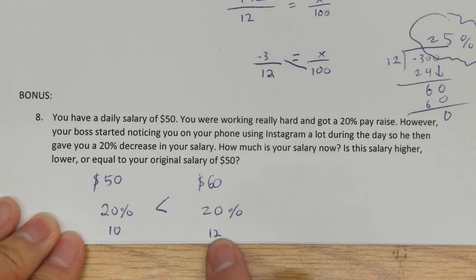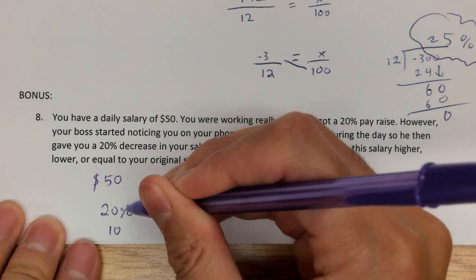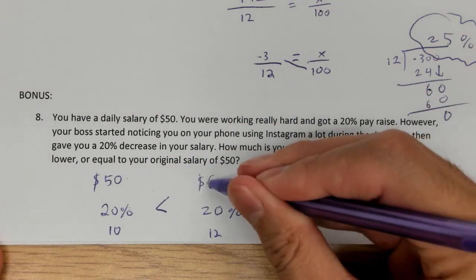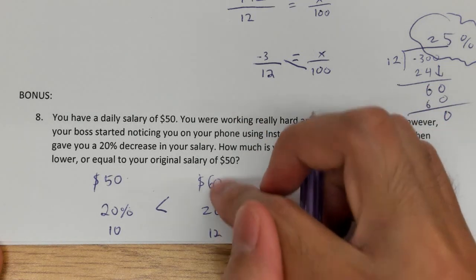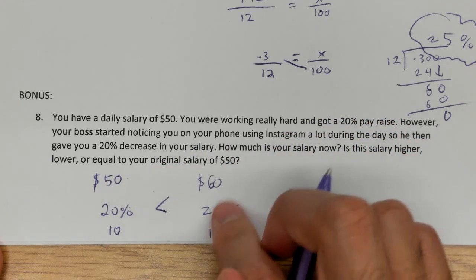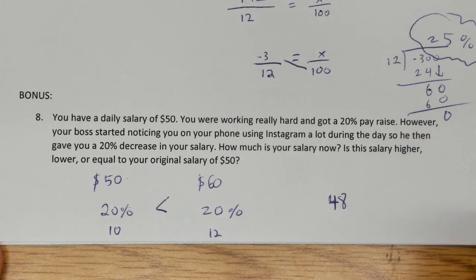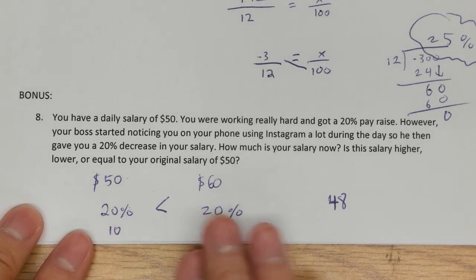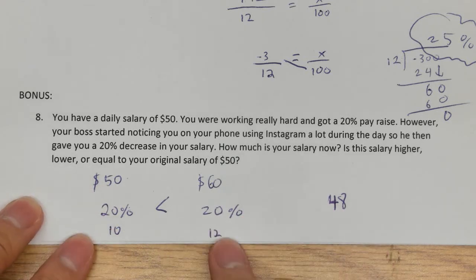So that means when you were at 50 and you increased your pay by 20%, you went up to 60, right? But then when you were at 60 and you were on Instagram on your phone all day and you had a 20% decrease, 20% of 60 is not 10, so you don't go back to 50. It's actually 12. So you actually go down to 48. Alright? So the big takeaway of this is that when you take a percentage of a bigger number, then that percentage is going to be bigger.